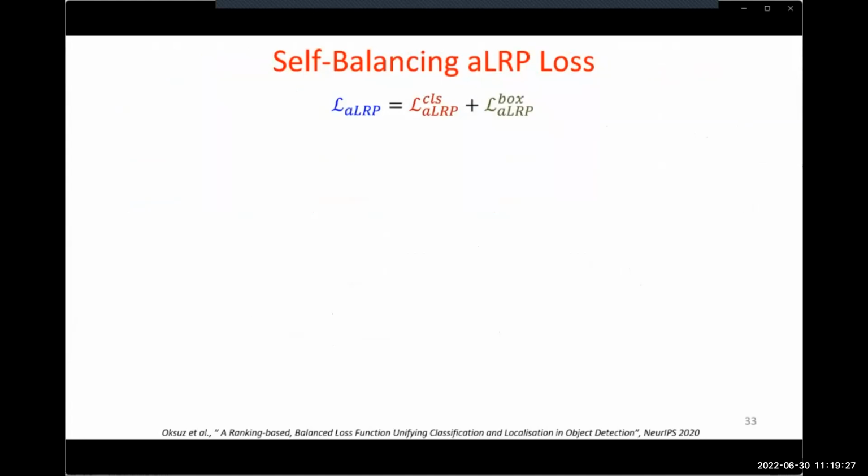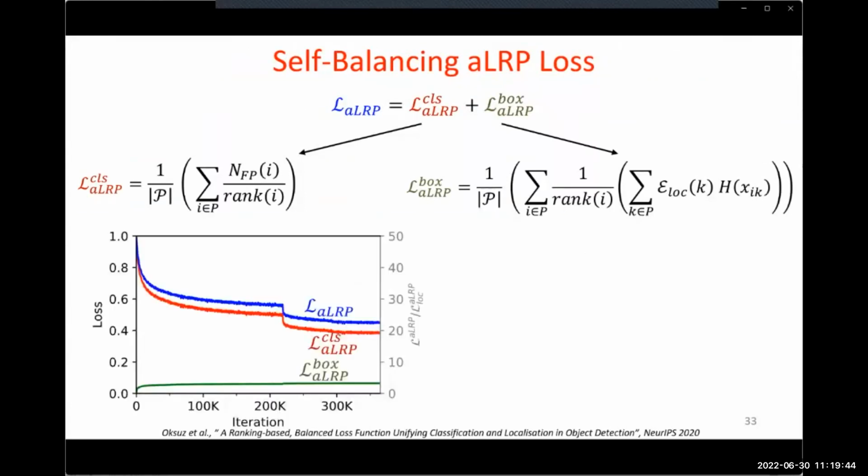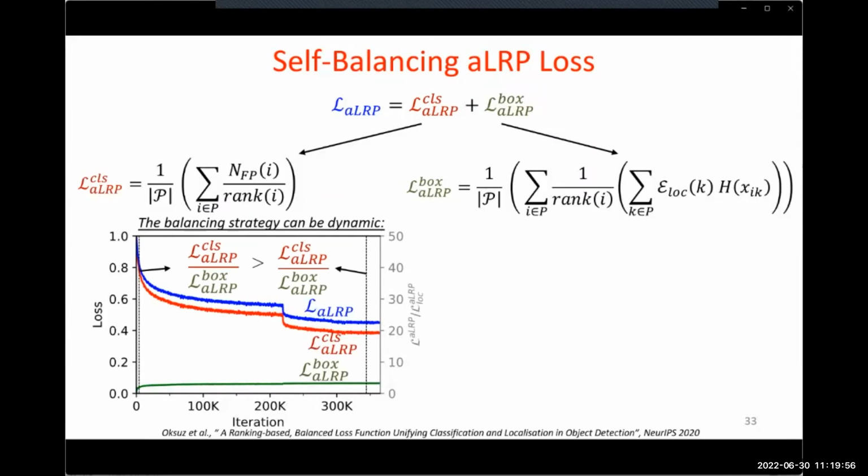Since LRP error assigns a localization error only if an example is a true positive, the localization branch is hardly trained, especially in the beginning of the training. To show that, average LRP loss can be split into classification and localization parts. The figure on the screen presents their trend during training. Note that in the beginning of the training, the classification part dominates the bounded range of average LRP loss, which is between 0 and 1. Also, the ratio between classification and localization parts varies throughout the training.